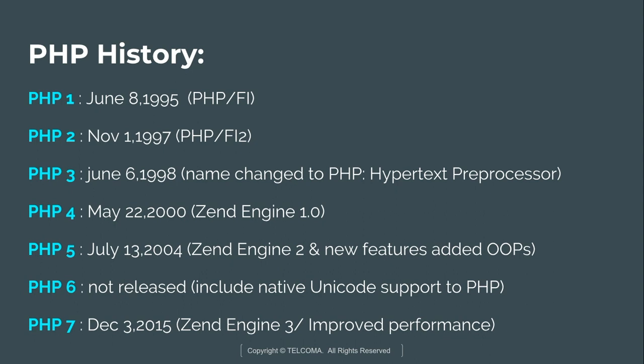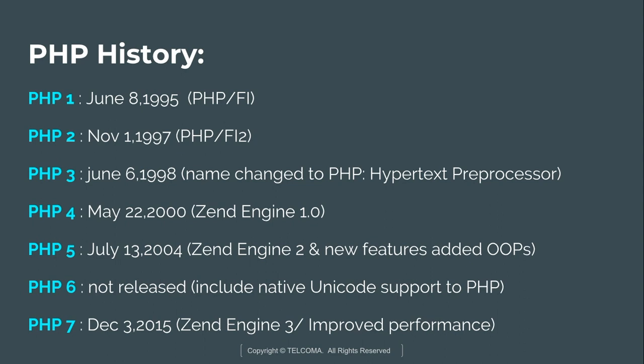Next, PHP version 3 was released on June 6, 1998, and here its name changed to Hypertext Preprocessor. Zeev Suraski and Andi Gutmans rewrote the base of this version, and that is where they started writing the Zend engine. After that, PHP version 4 was released on May 22, 2000, and the Zend Engine 1.0 was released with PHP. The Zend engine is an open source scripting engine that interprets the PHP programming language, and it is also known as the heart of PHP.